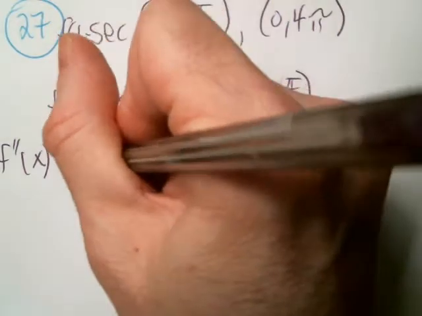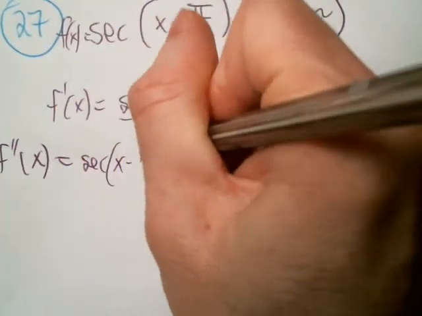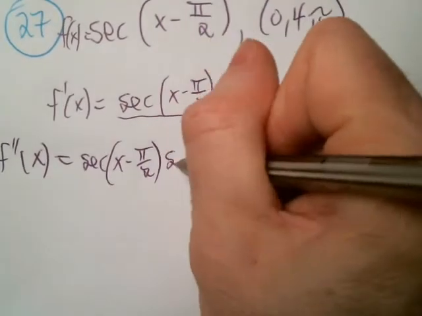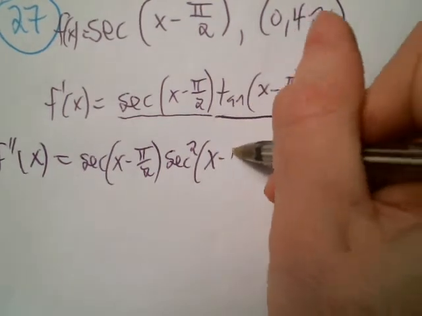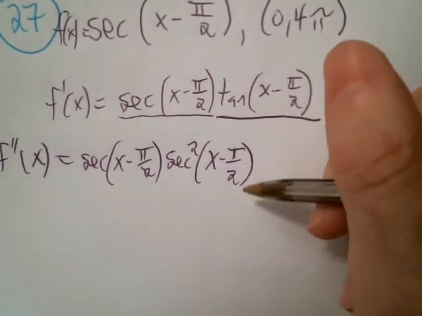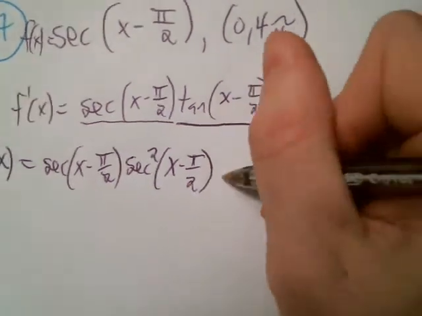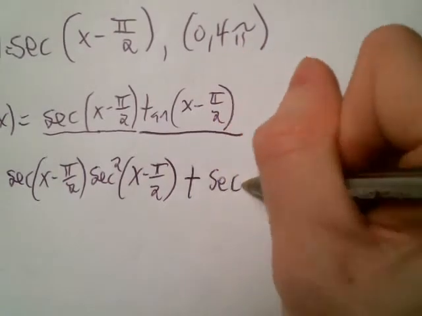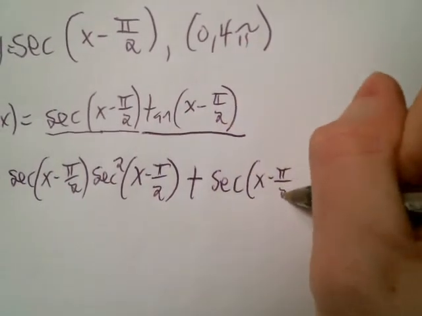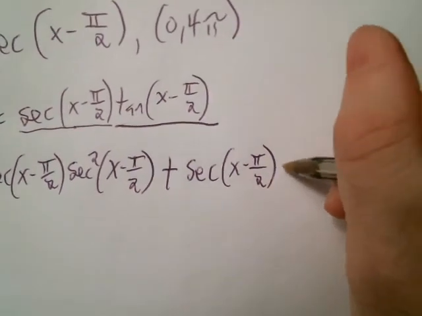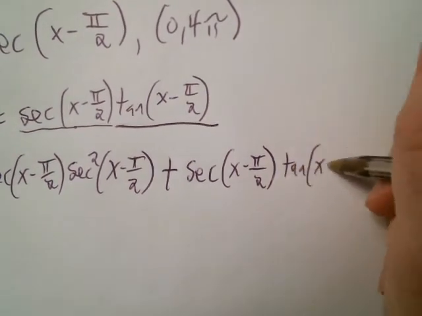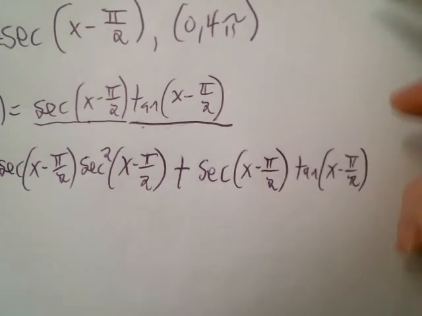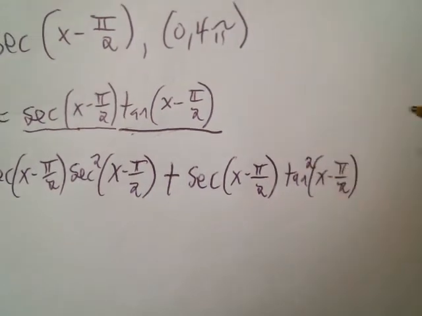Leave this guy alone. So I got secant of x minus pi over 2 times, take the derivative of this guy, which will be secant squared of x minus pi over 2 times the derivative of x minus pi over 2, which is just 1 minus 0, which is just 1. And then plus, now I'm going to take the derivative of this guy. So that will end up being secant of x minus pi over 2 times tan of x minus pi over 2. And then we still have this other factor, which I'm not taking the derivative of, right? So that ended up giving me a tan squared right there.